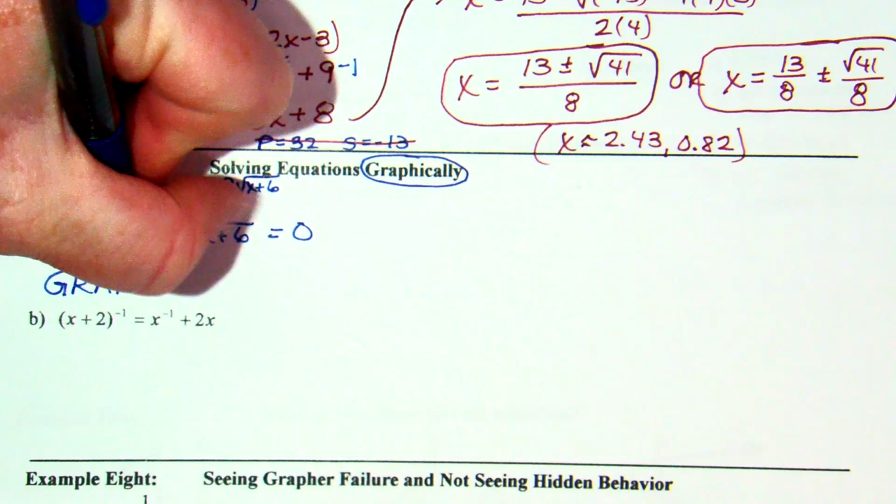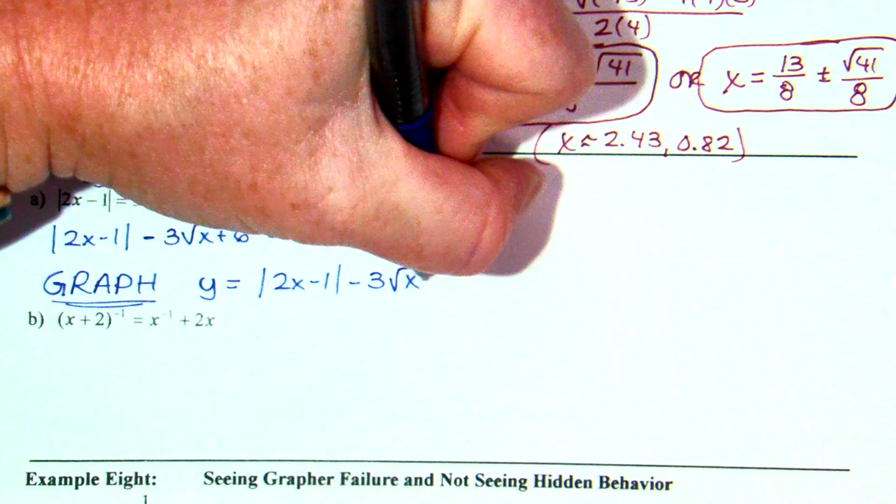Okay, so now that we have it all on one side, can we put that in the graphing calculator? Yeah, because what we're going to do, when we go to what you're graphing, is replace that 0 with a y. And so we're graphing y equals absolute value of 2x minus 1, minus 3 times square root of x plus 6. That is what we're graphing.